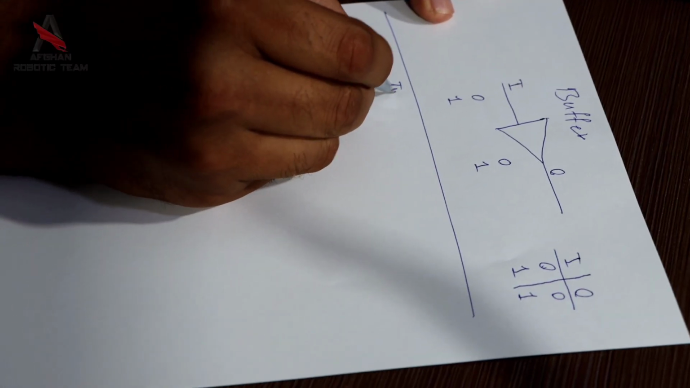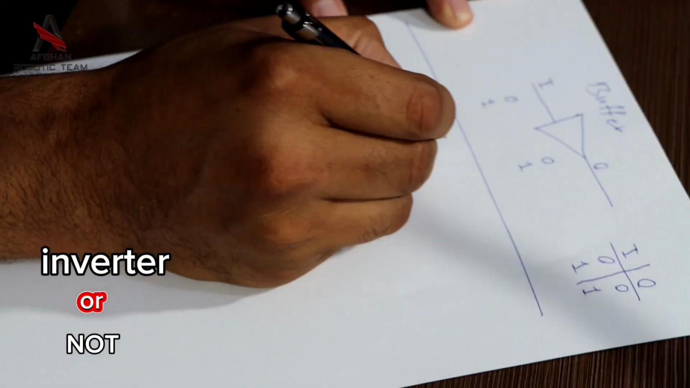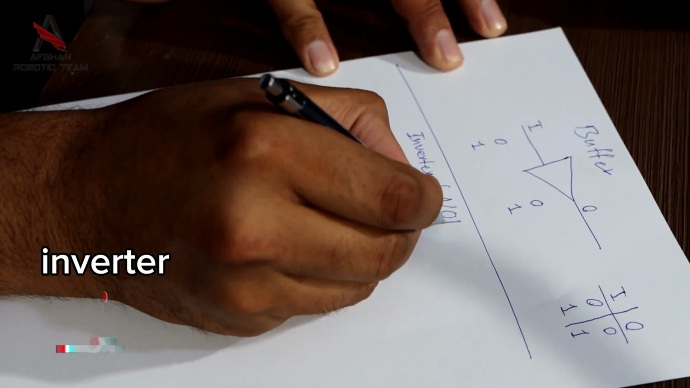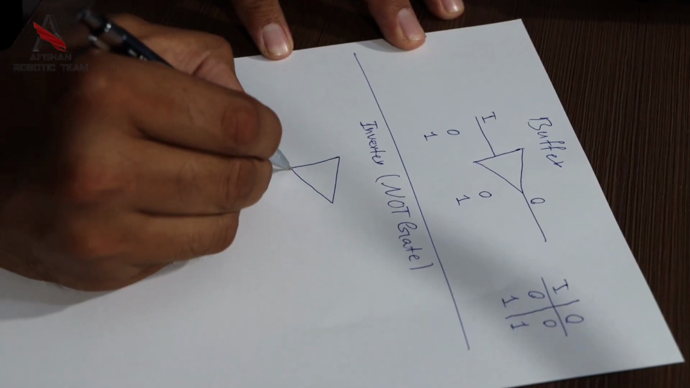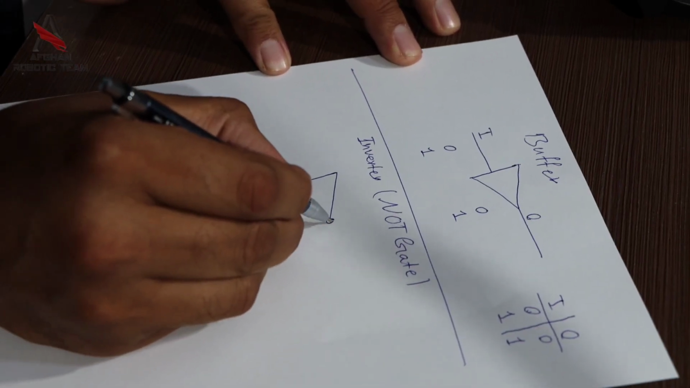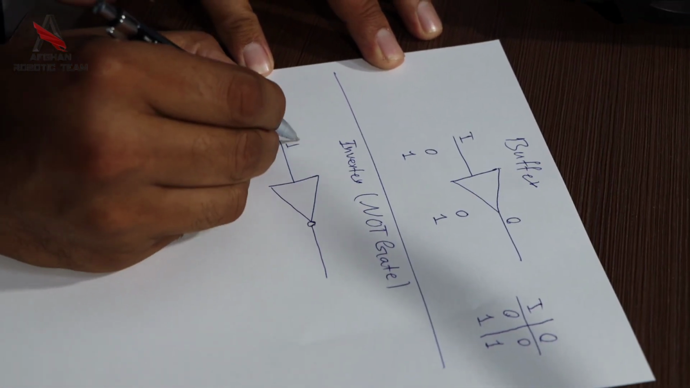So let's come to the second gate. The second gate is the inverter, or NOT gate. It is like this. There's a NOT at the end. It also has one input and one output. For this gate, we can also say it is the normally closed gate.